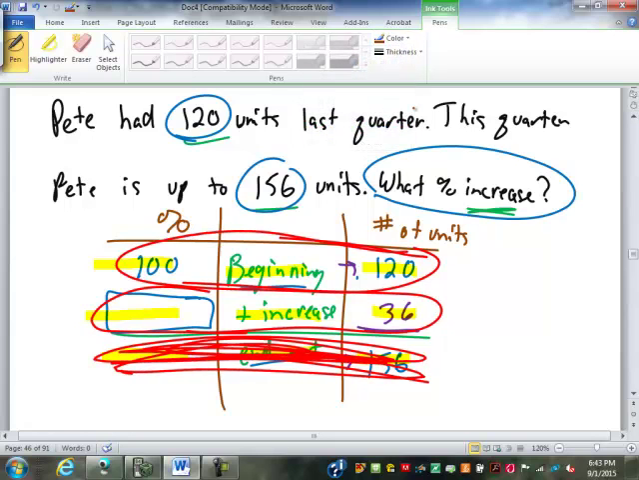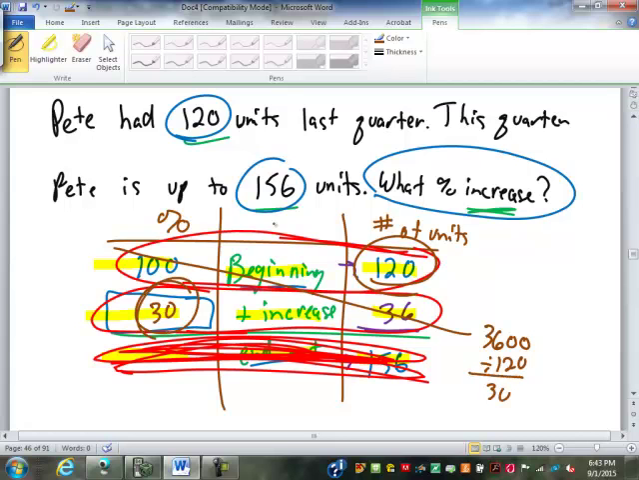So now we can cross multiply and divide. Just like in a proportion, we'll cross multiply the two numbers at the diagonal. So 100 times 36 is 3,600. Then divide by the other number. Dividing by 120 gives us 30. So this number here is 30. It is a 30% increase over last quarter's amount.